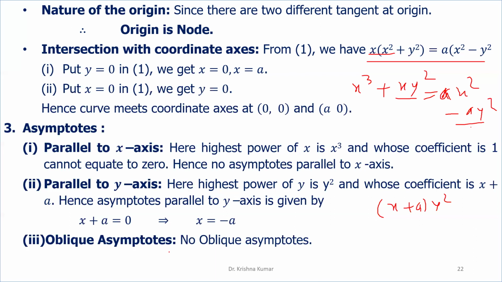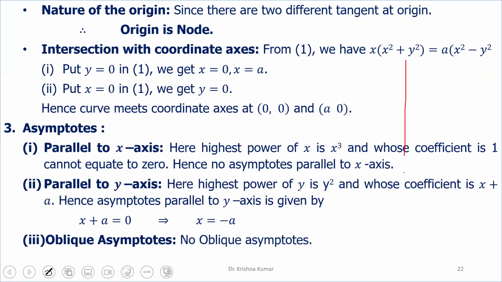So what is the parallel asymptote here? Let me tell you how to draw this parallel asymptote. This is the x-axis, this is the y-axis, and this is x equal to minus a. So this will be the asymptote parallel to the y-axis.